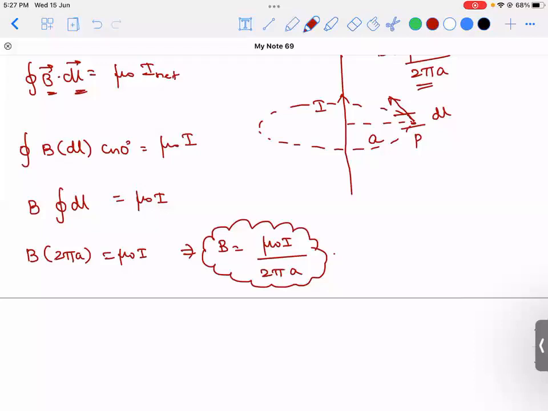Sir, the line integral of dl, how is it 2 pi a, sir? Because you are integrating all the values of dl, so you'll get the circumference. Okay. Clear?